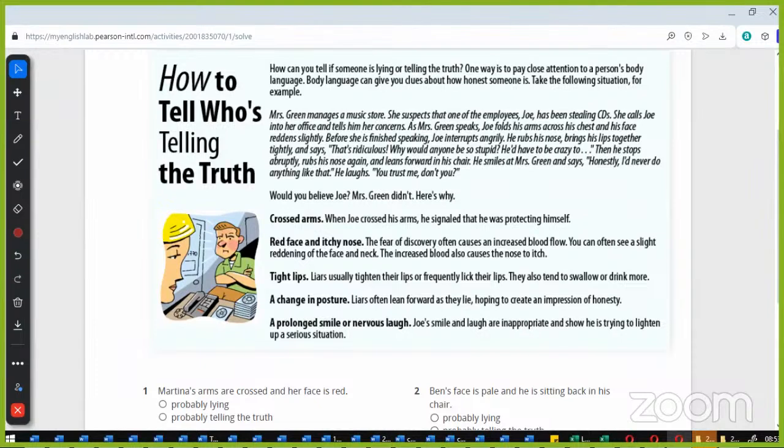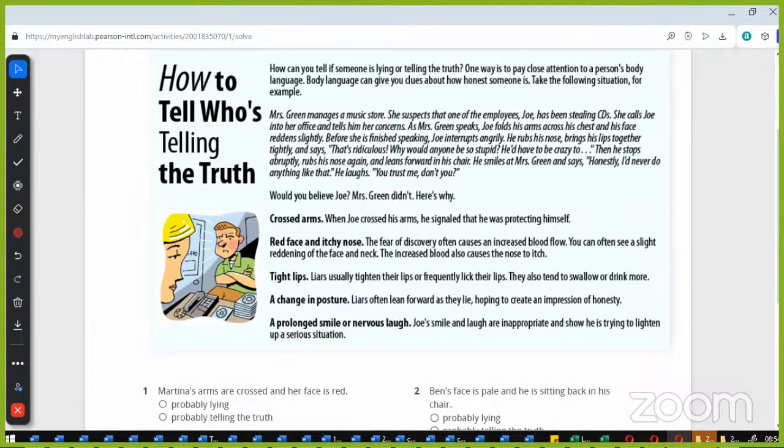Tight lips. Liars usually tighten their lips or frequently lick their lips. They also tend to swallow or drink more. A change in posture. Liars often lean forward as they lie, hoping to create an impression of honesty. A prolonged smile or nervous laugh.